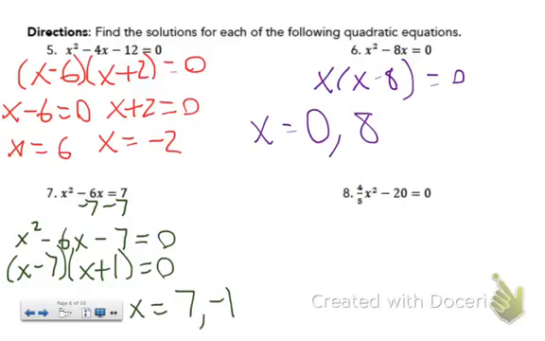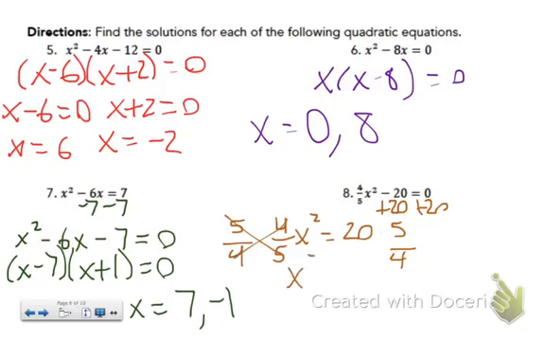For number 8, though, we're not going to factor, because that would be pretty messy. So instead, remember, the bx term is missing, and when that's the case, it's easiest to use the square root. To do that, I want to get x squared by itself. So I'm going to add 20 to both sides. I get 4/5 x squared equals 20. Then I want to multiply by the reciprocal to get x squared by itself.